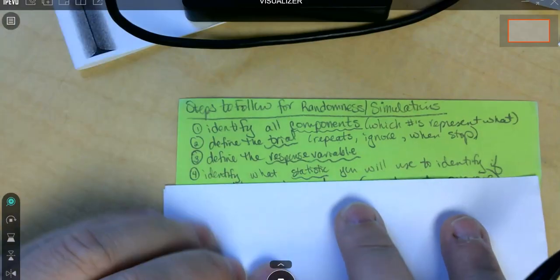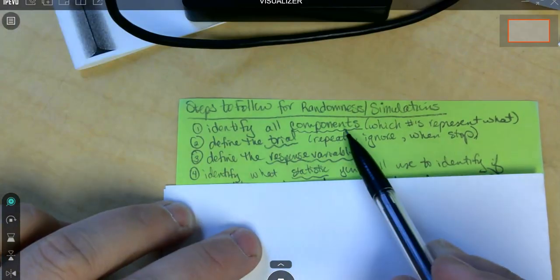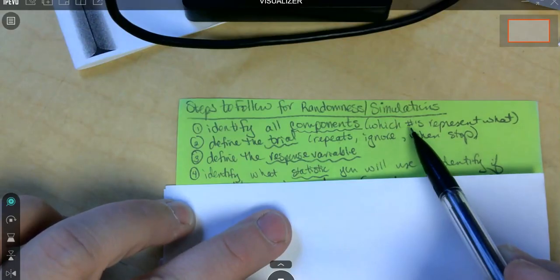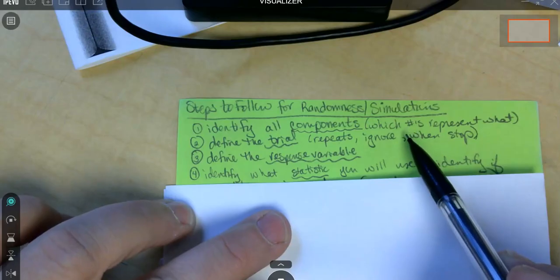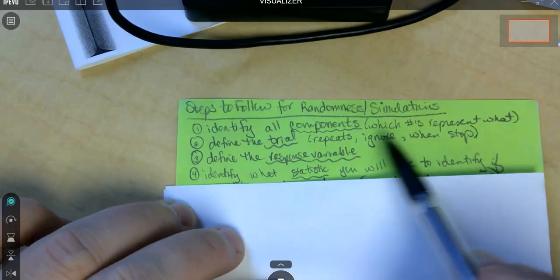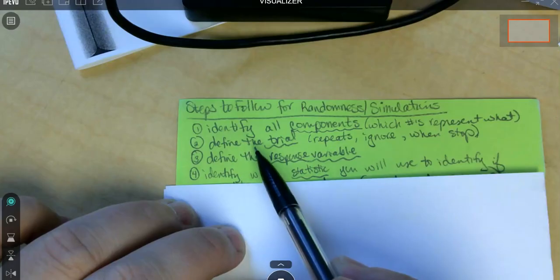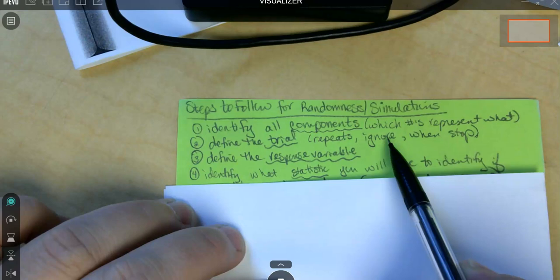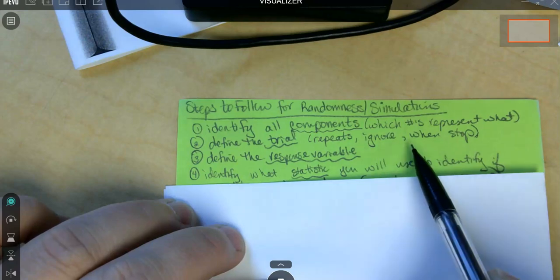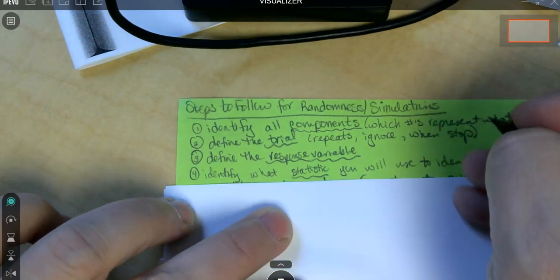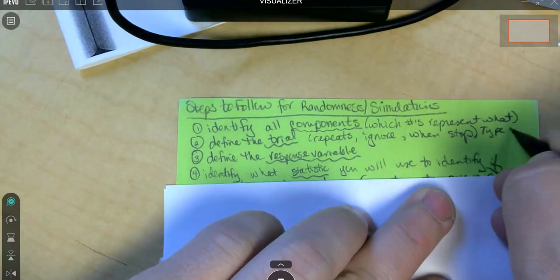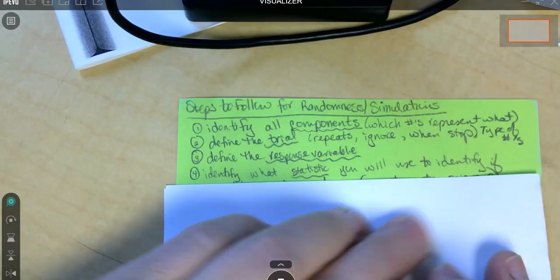So the first thing you need to do is identify the components. So 0 to 15 represents something, 16 to 32 represents something, and then 33 through 99 represents something else. You need to define the trial, which is what do you do with repeats? What are you going to ignore? When do you stop? You also need to say what type of numbers. So you're taking random 1 digit, random 2 digit.